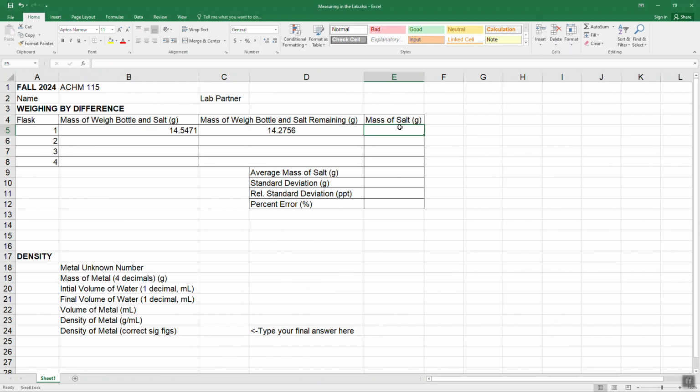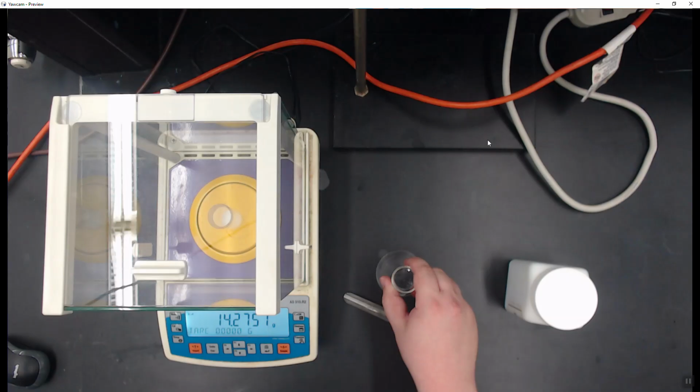Now, what is the exact mass? Well, in Excel, we always start a formula with an equal sign, and you take the larger number, and you subtract from it the smaller number, and that is the difference. So we moved about 0.2715 grams of salt into our flask.